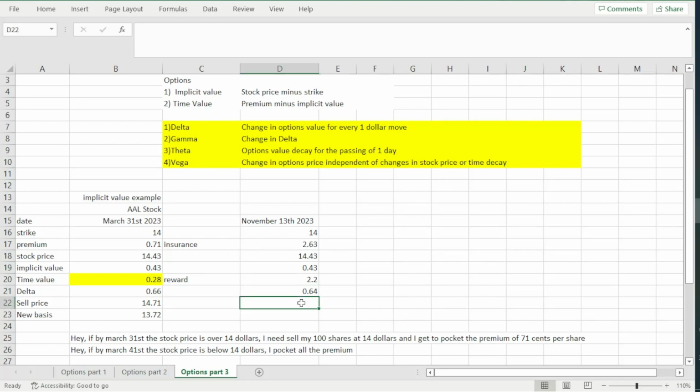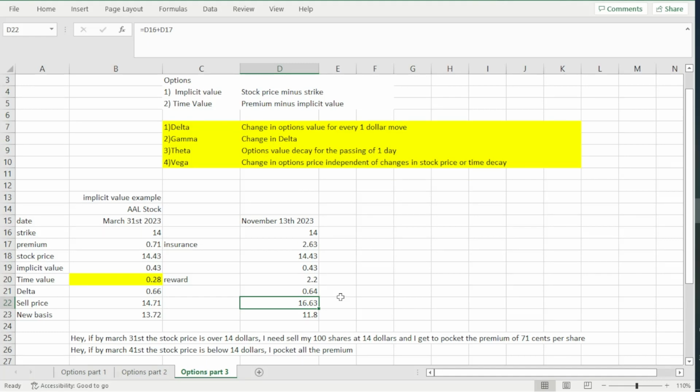All right, so how does this work out? What is our sell price going to be? So our sell price is essentially our strike plus our premium. And then what is our basis price going to be? So our basis price is essentially going to be our purchase price minus our premium. This is assuming that we pocket all the premium. This is assuming that we get assigned and we have to sell our shares.